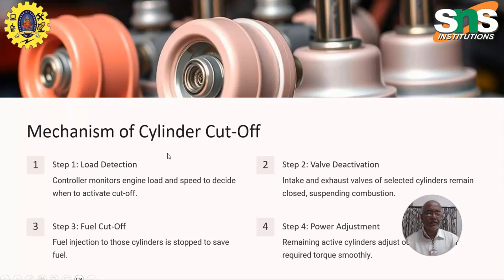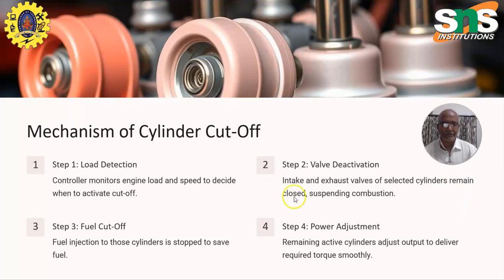The mechanism of cylinder cutoff technology: first is load detection, where it monitors the engine load and the speed to decide when it is to be activated and cut off. The second step is valve deactivation. The intake and exhaust valves of the cylinders remain closed, suspending combustion, so the power stroke can be avoided in the cut-off cylinders.